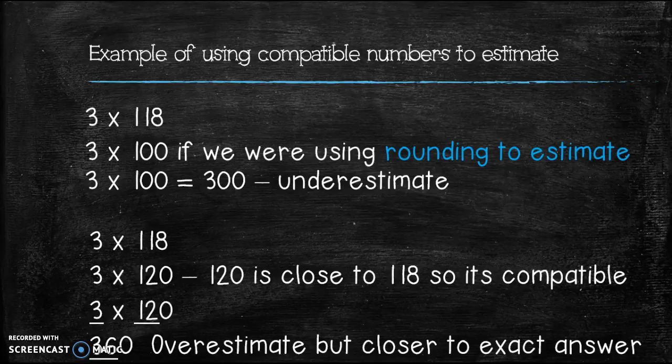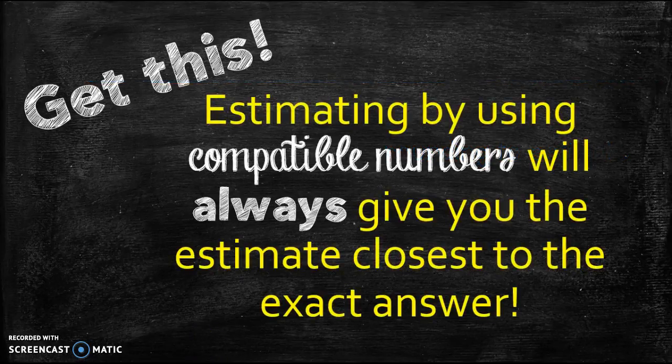It is, however, an overestimate, but it's closer to the exact answer. Why is it an overestimate? Well, because we changed 118 to 120, so that's a larger number, so that makes it an overestimate. Be sure you get this, guys. Estimating by using compatible numbers will always give you the estimate closest to the exact answer. So if your problem is asking you for the estimate closest, you will always be using compatible numbers.